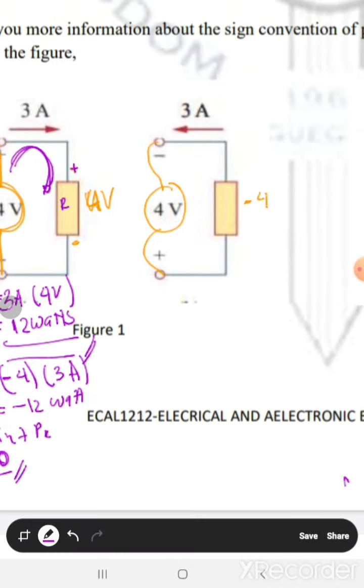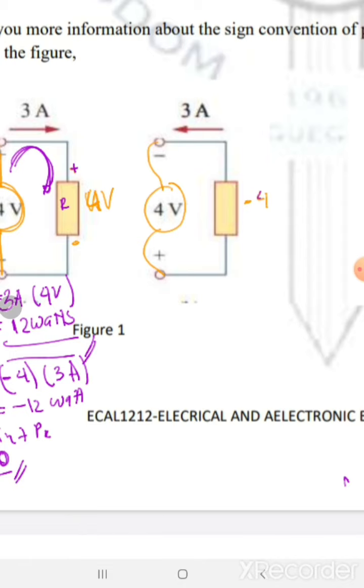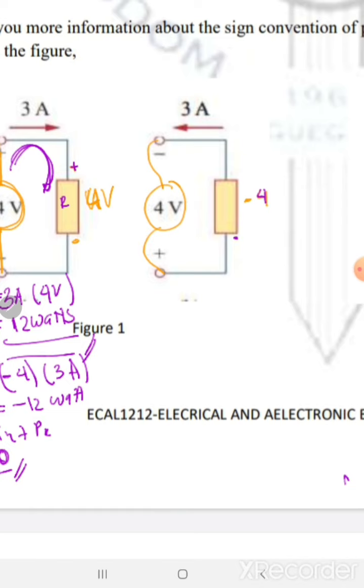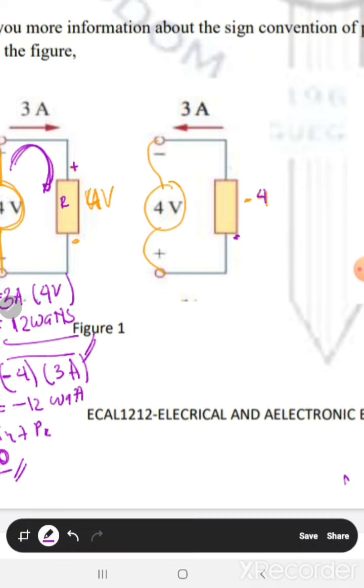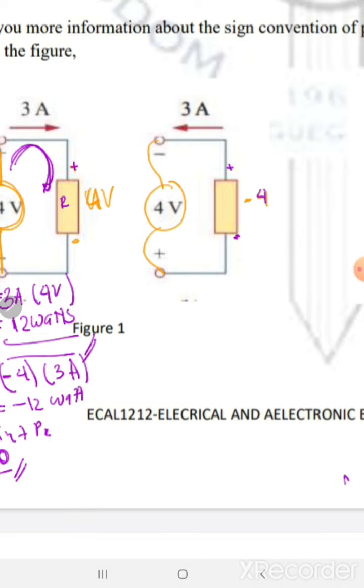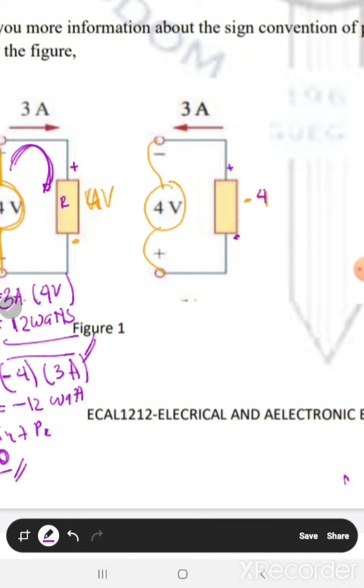In our next scenario, in figure 1, your 3 amperes is entering the negative terminal of your load. Okay? So, take note that in this example, I am already integrating that your 4 volts is a source, not a terminal. In our first scenario, or in our first explanation, your 4 volts is the terminal voltage.